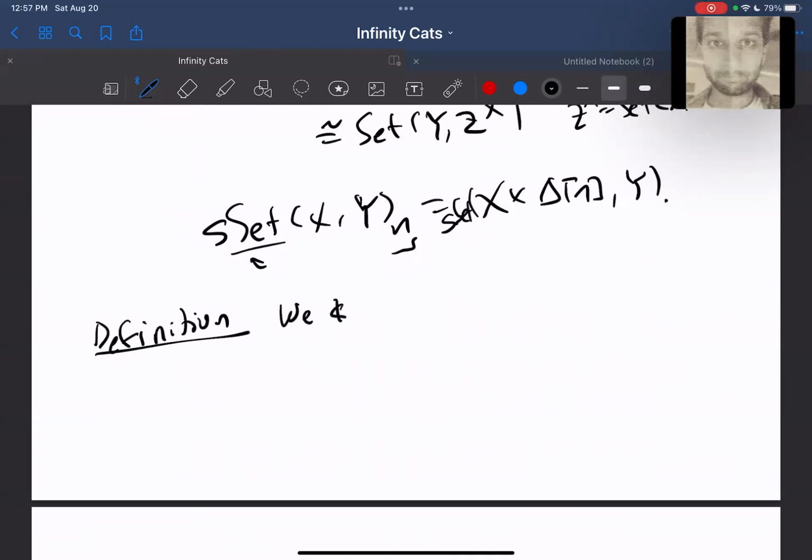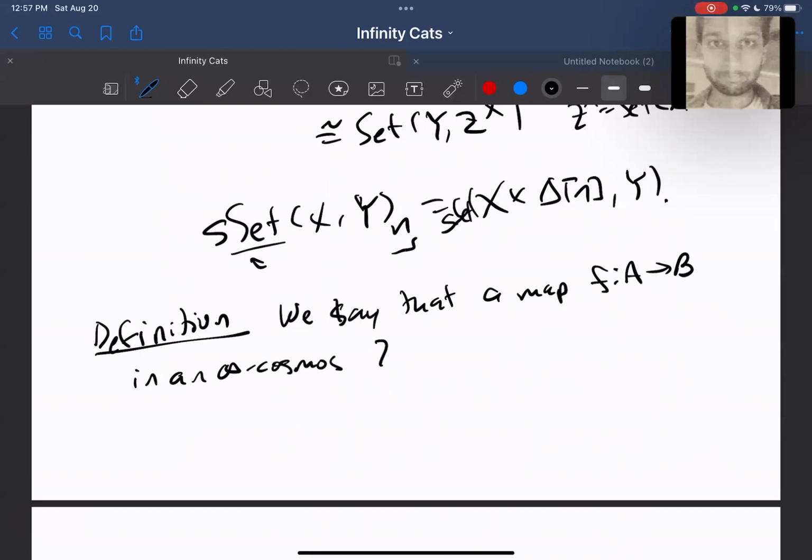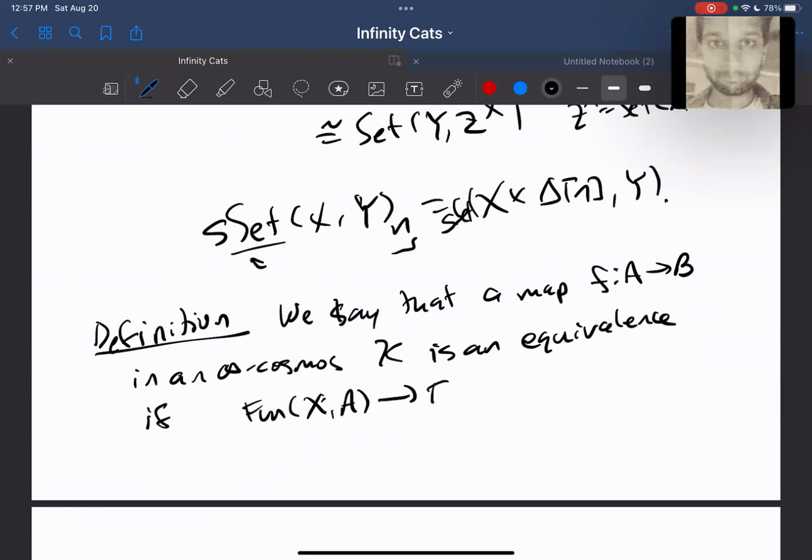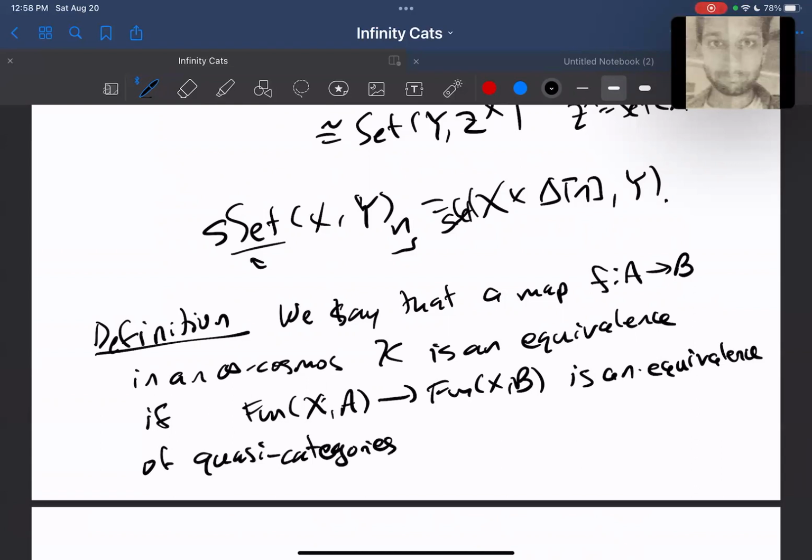we say that a map F from A to B in an infinity cosmos K is an equivalence if fun(X, A) to fun(X, B) is an equivalence of quasi-categories as defined earlier, for all X and K.